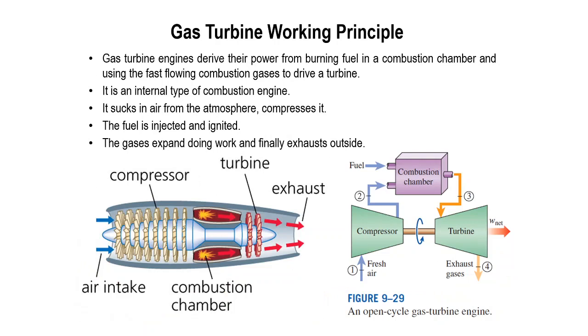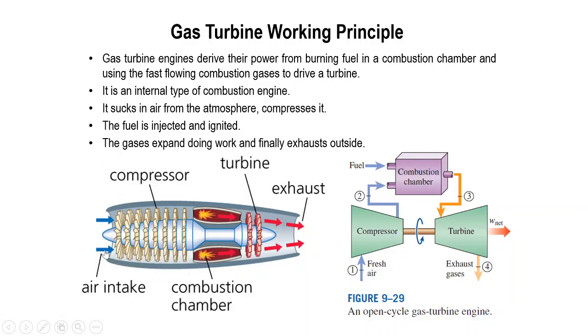Okay, working principle. Basically, a gas turbine engine derives power from burning fuel in the combustion chamber and using the fast flowing combustion gases to drive the turbine. So it is an internal combustion engine. It sucks in air from the atmosphere, compresses it, and the fuel is injected and ignited. The gas expands during work and finally exhausts outside. So basically, this is the diagram for the general gas turbine principle.